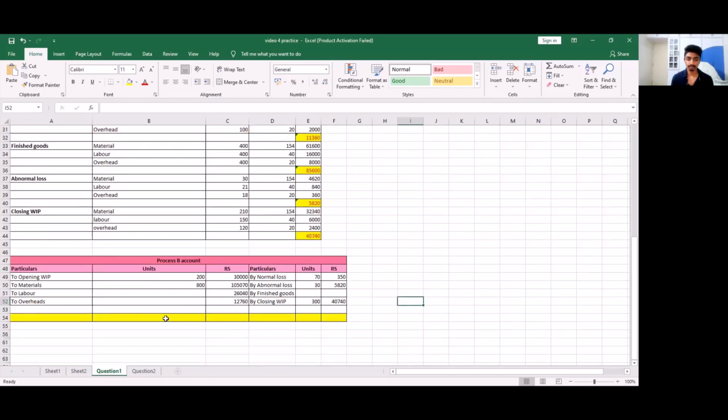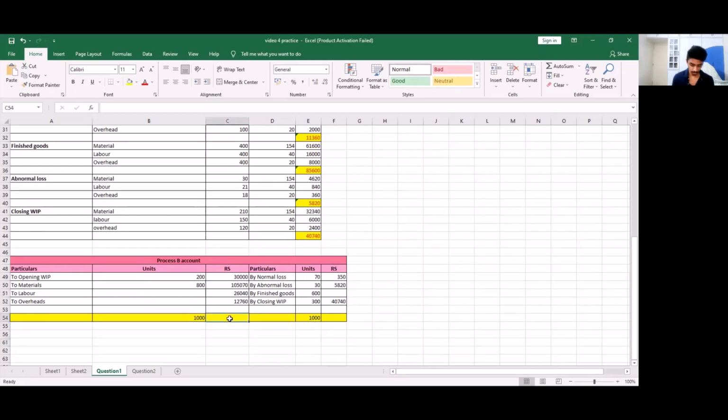Now, let us sum the units and amount columns to find the balancing figure for our finished goods. So on the debit side, our units come up to 1,000. And on our credit side, our units come up to 400. So there is a difference of 600. So this will be our finished goods.